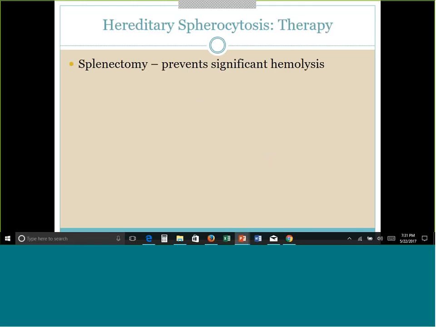So treatments, ideally the treatment is splenectomy. Remove the spleen because that's what's causing the hemolysis. That's where the cells are getting stuck and bursting. So if you can get cells that aren't bursting all the time, you should be rid of your anemia for the most part. So by removing that spleen, it's going to help solve it. They will always have spherocytes. It's a hereditary condition, but it will keep it from being so significant.